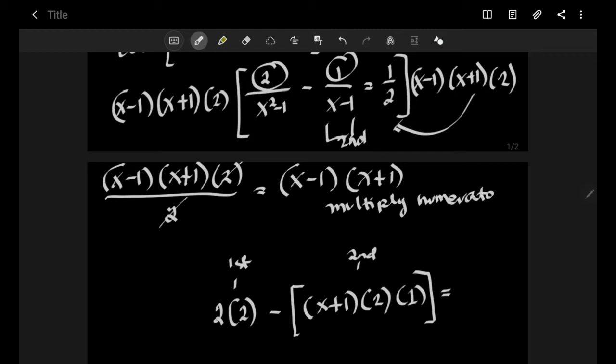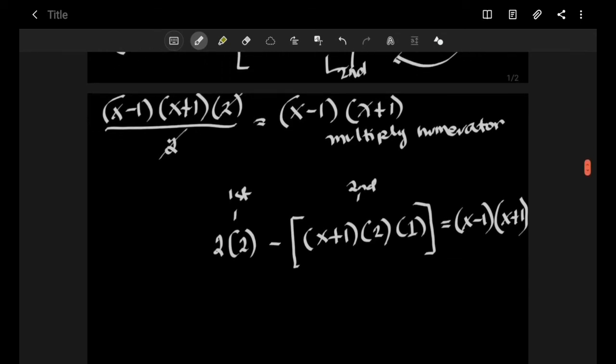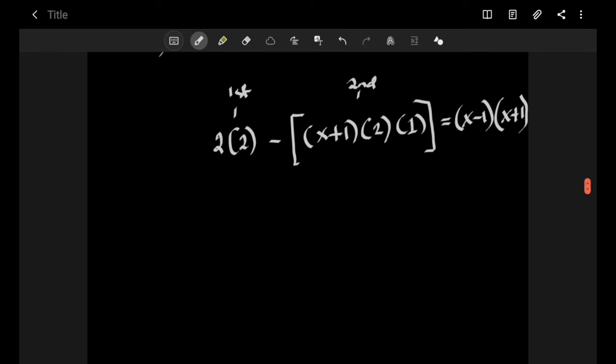So, sino ba ang ating numerator dito? Sa third term, which is positive 1. So, ibig sabihin, ang result natin sa third term will be x minus 1 multiplied by x plus 1. Okay. Since multiplied by 1 naman siya, so, pwede na nating isulat as x minus 1 multiplied by x plus 1. Ngayon, ang third step natin ay to simplify.